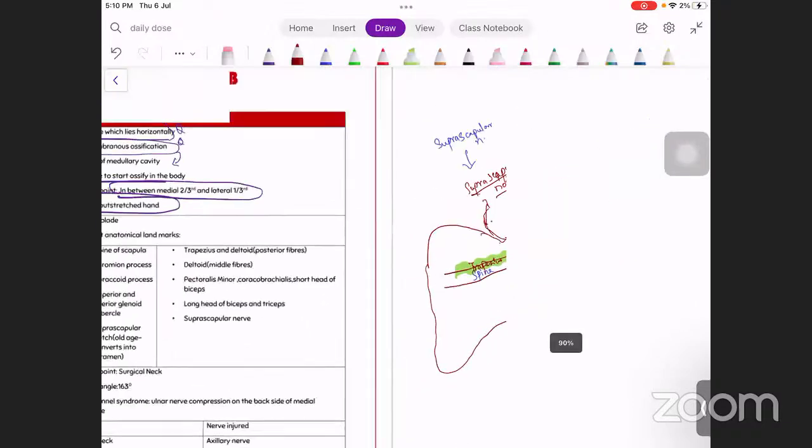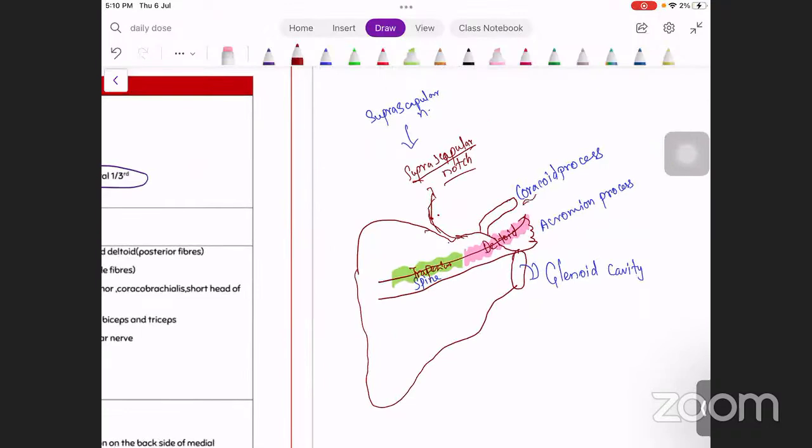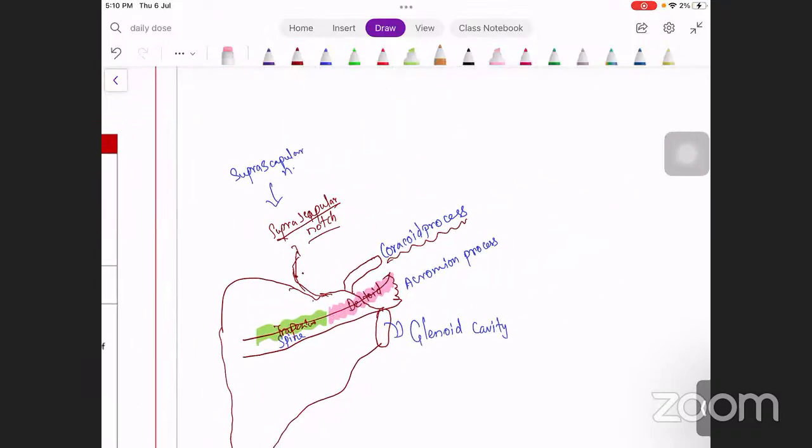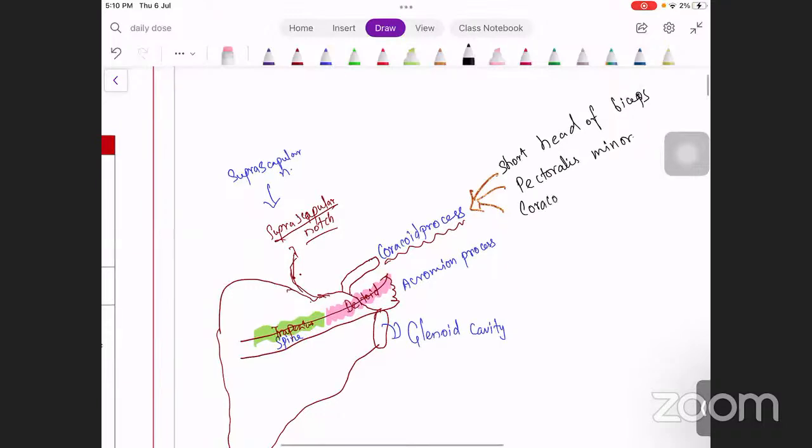And apart from that, you have this coracoid process. This coracoid process gives rise to three important muscular attachments, people. What are they? One is your short head of biceps, pectoralis minor, and then you have coracobrachialis. The name itself says coracobrachialis. So the coracoid process gives rise to three important muscular attachments: short head of biceps, pectoralis minor, and coracobrachialis.